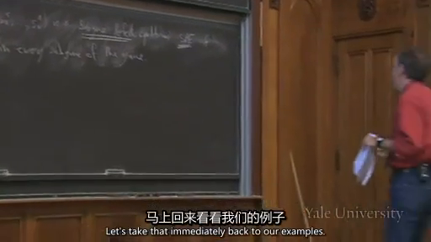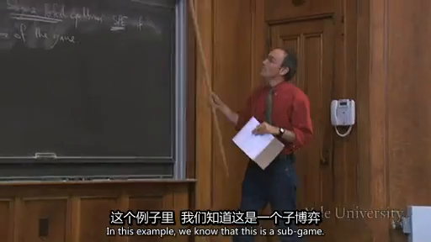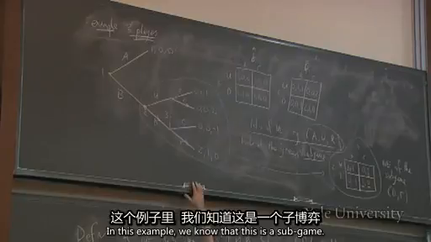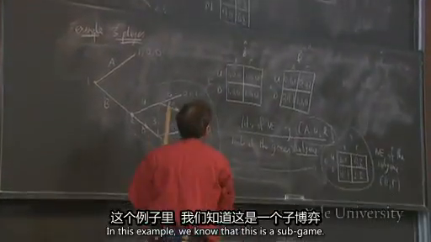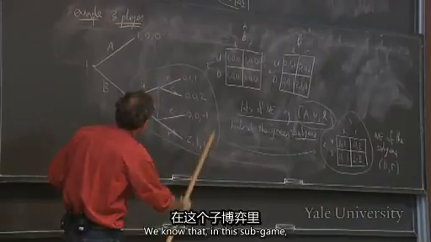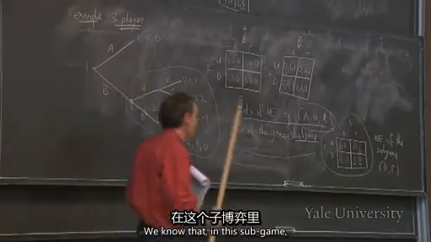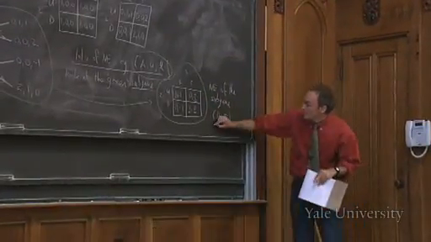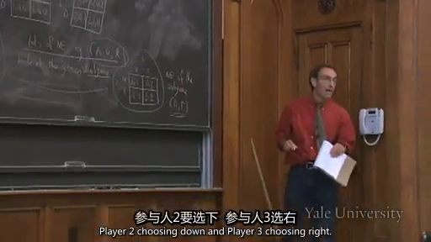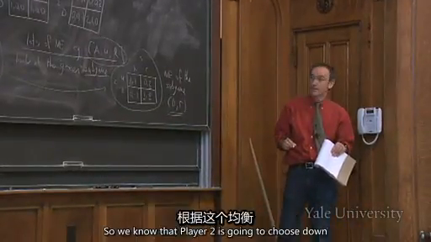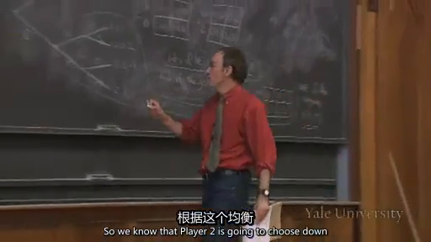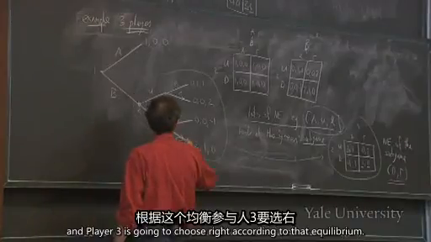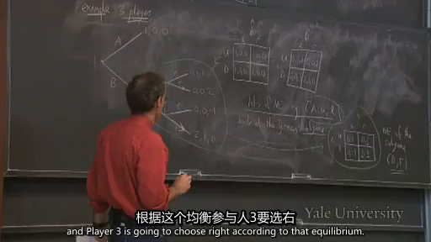Let's take that immediately back to our examples. In this example, we know that this is a subgame. We know that in this subgame there is only one Nash equilibrium, and that Nash equilibrium involves player 2 choosing down and player 3 choosing right. All right, so we know that player 2 is going to choose down according to that equilibrium, and player 3 is going to choose right according to that equilibrium.